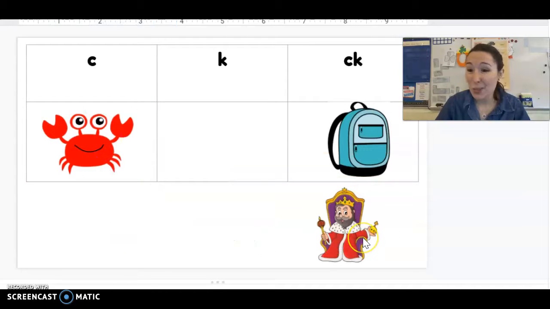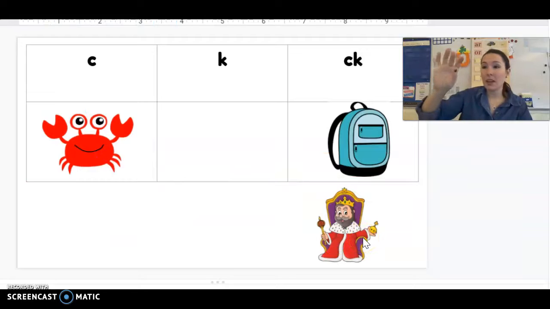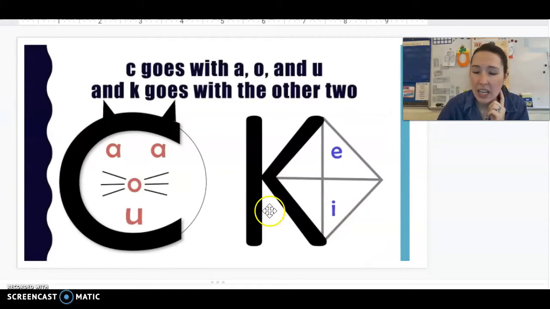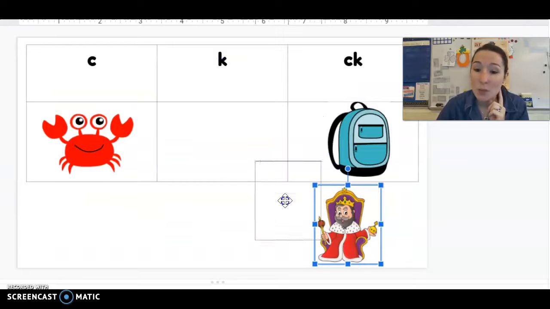All right, our last one is king. K-ing. K-ing. Oh, what vowel is in ing? We have the vowel I. Let's go double check. Which one takes the I? K does. So that means king is spelled with a K.